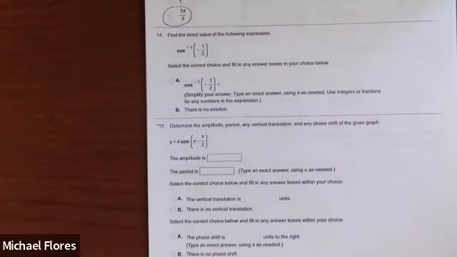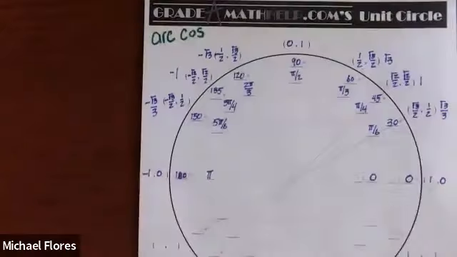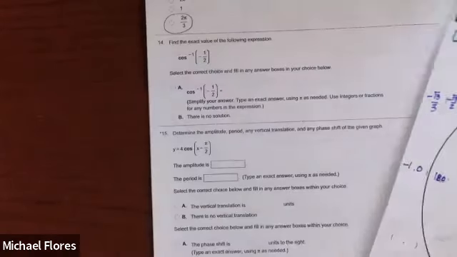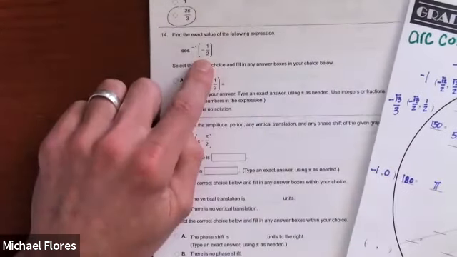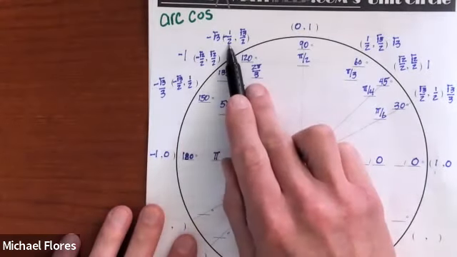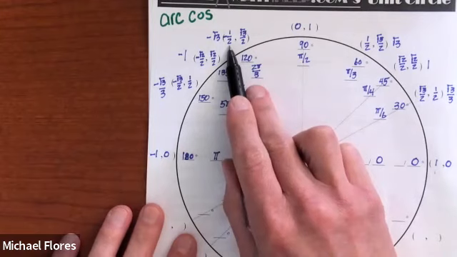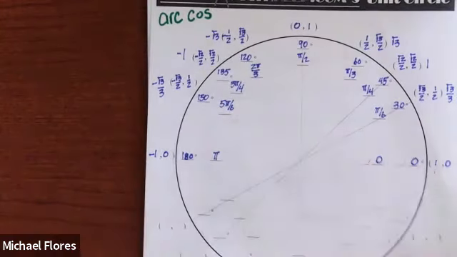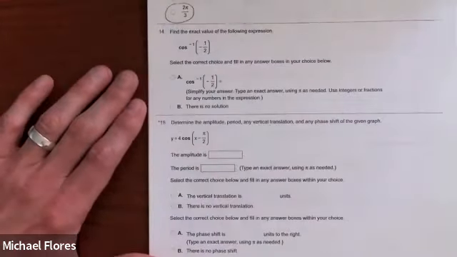14, inverse cosine of -1/2. So we want to make sure we're using our inverse cosine or arc cosine cheat sheet. We want to find the cosine value that is -1/2. There it is. That's where cosine is -1/2. That occurs at 2 pi over 3 radians. So that would be our answer there.